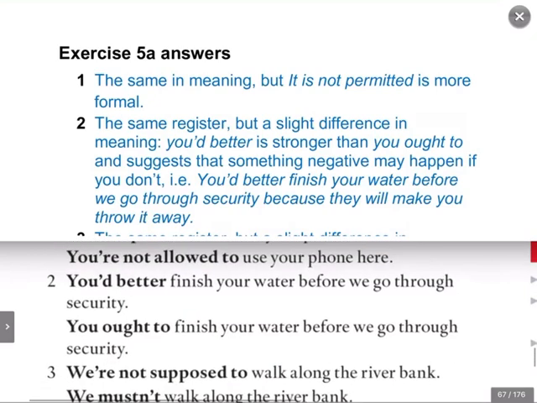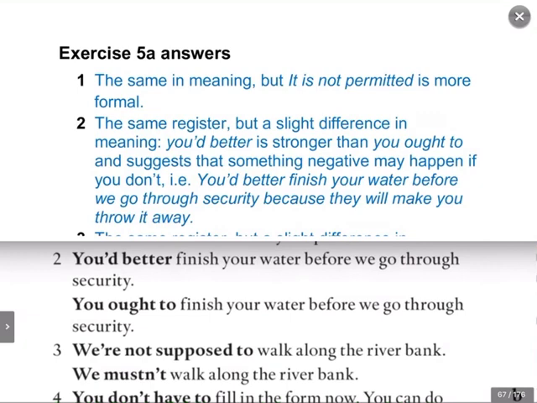Let's have a look at number 2. You'd better finish your water before we go through security. You ought to finish your water before we go through security. Well, they are the same register, but there's a slight difference in meaning. You'd better is stronger than you ought to. No, well, you'd better is más te vale. No, you ought to, deberías. No, and you'd better suggest that something negative may happen if you don't. That is, you'd better finish your water before we go through security because they will make you throw it away. No, hay consecuencias, no, más te vale. No, terminarlo, si no, they will make you throw it away.